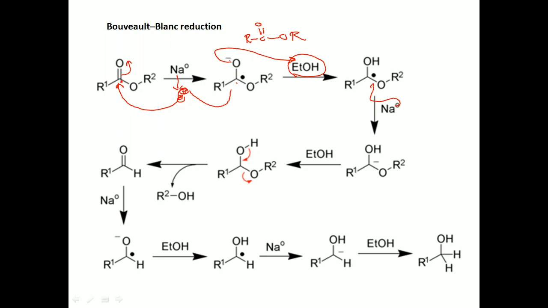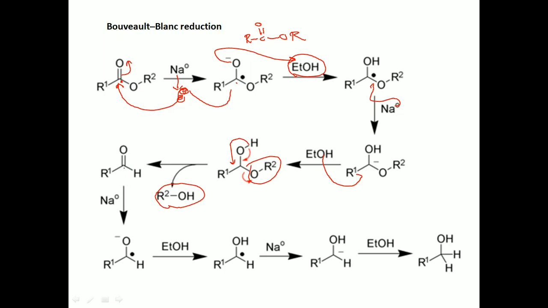That's why this anion gains one proton. Then this one is ready to accept another electron from the other sodium metal. By gaining an electron, that becomes an anion. Again this one accepts the proton. We get this product, and this compound is unstable. Here loss of the alkoxy group takes place, RO minus, and from this one H plus will give the R2 dash OH alcohol, and this is the aldehyde.